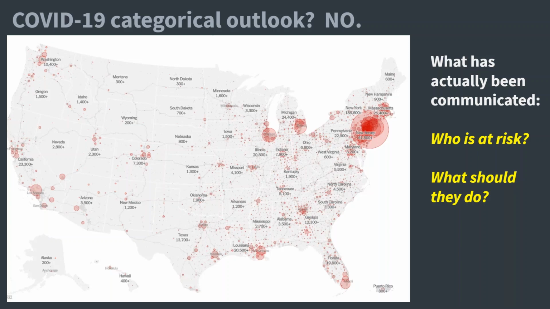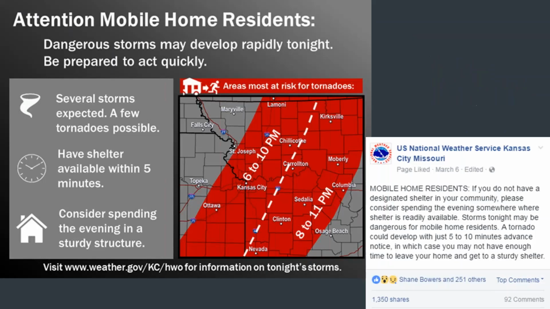No. What we've been hearing is exactly what the social scientists tell us to do. Who is at risk? In this case, it's older populations, and those with pre-existing conditions are the most at risk. And then what should they do? Wear your mask, wash your hands. We've heard that a million times for good reason. Social distancing. We're hearing that over and over, and it's working. A lot of people are taking these actions to heart.